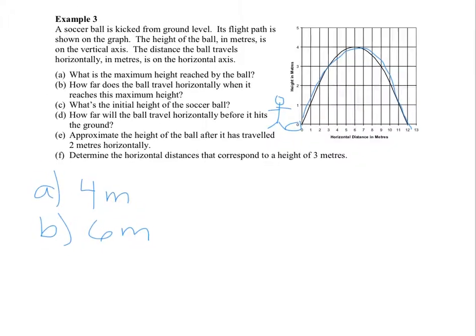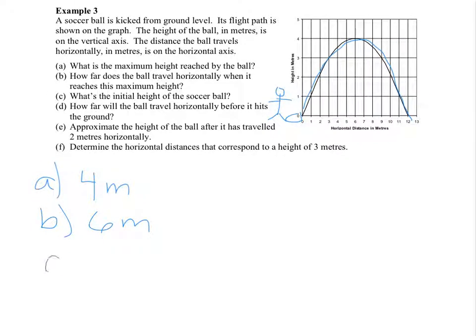Okay, C. Whoops. What's the initial height of the soccer ball? Well, we'll just look here. The initial height, the ball hasn't moved. So when the ball hasn't moved, that's its initial position. And when it's at zero horizontally, it's also at 0 vertically. So the initial height of the soccer ball is right here at 0. So we can say 0 meters is the initial height.